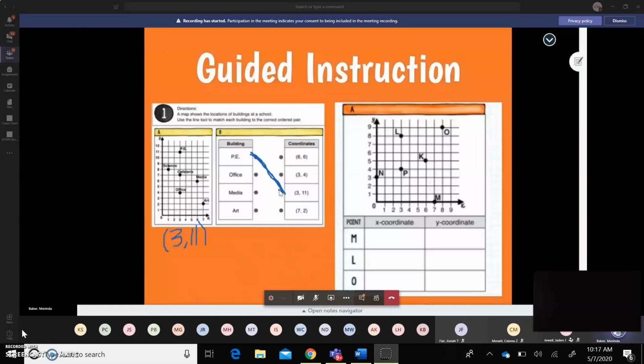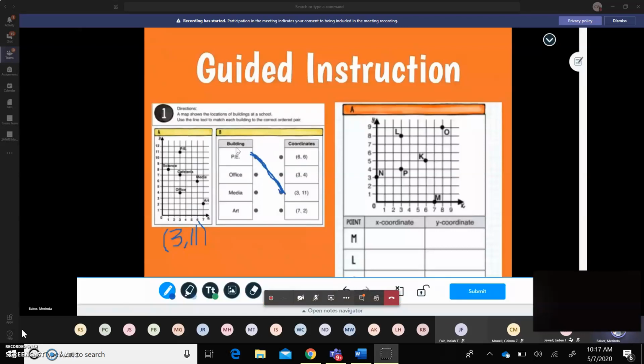Alright. Now, Leantar, can you help me find the location for the office? What is the ordered pair? Describe to me, how do we get to the office? You would start at the origin. Then you would move right on the x-axis 3 units. Okay, 1, 2, 3. Alright. Then you would go up 4 units on the y-axis. Okay, 1, 2, 3, 4.